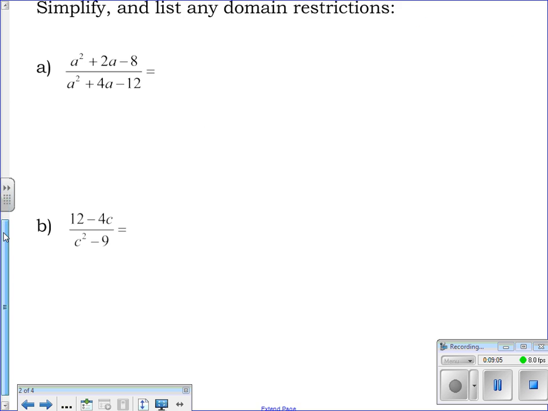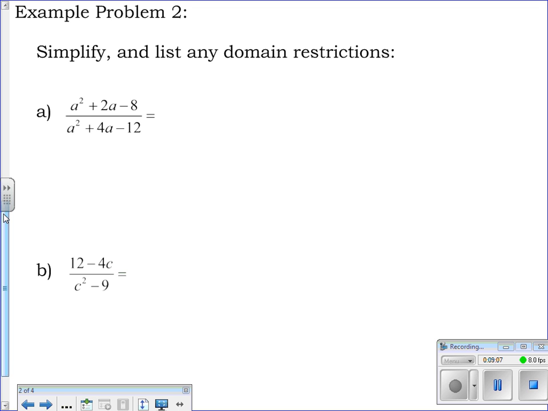So, reducing fractions. Simplify and list any domain restrictions. I can't list the domain restrictions of this one as it stands. I need to know what makes my denominator 0, which means I have to factor first. And you're going to want to factor these anyways. This is why I had to do the factoring worksheet to practice for this stuff. Okay? So my first step here is actually factor your numerator and denominator. That's the first thing you do, is factor them both.